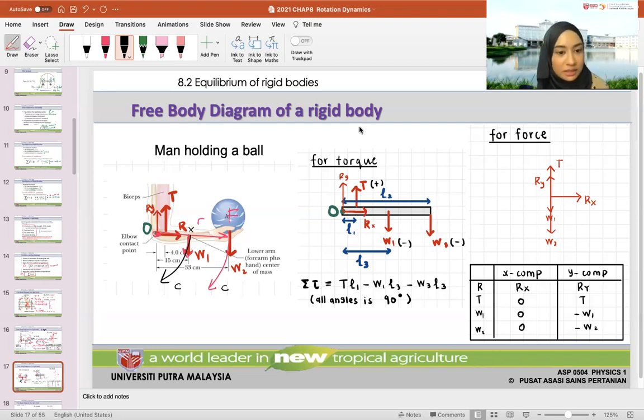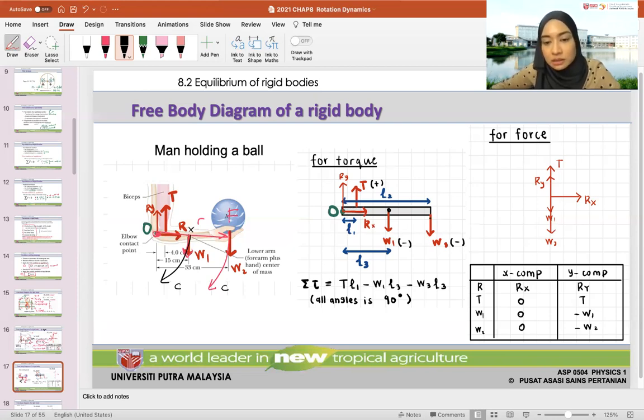Yes, it's not at the axis of rotation. Dia specifically labeled kat tepi sikit. So yeah, tension has R walaupun kecil. Okay, so this is the small r over here. But they label it as L1. So the weight of your arm has L3 as its radius. What is the radius? It is the point of the force applied to the axis of rotation. Tension of your muscles to the axis of rotation is L1.